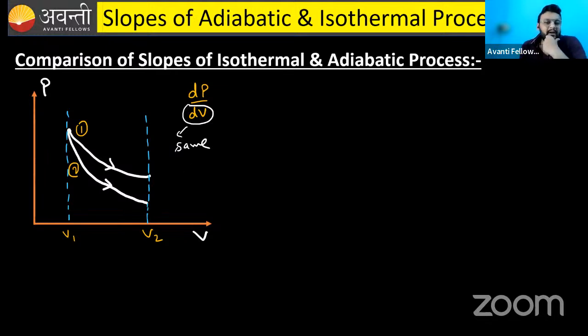Now, if dV is same, and what we have learned, that adiabatic process has higher slope, adiabatic process has high slope or more slope, you can say. If adiabatic process has more slope, that means for adiabatic process, dP should be more. More for adiabatic.